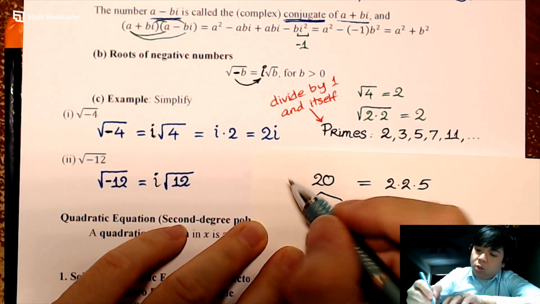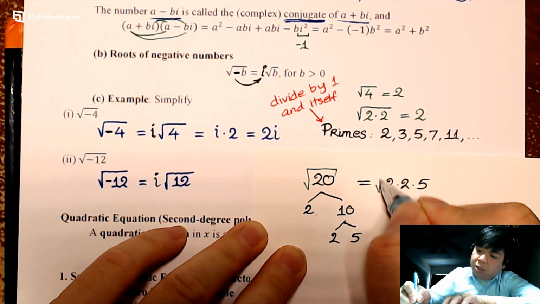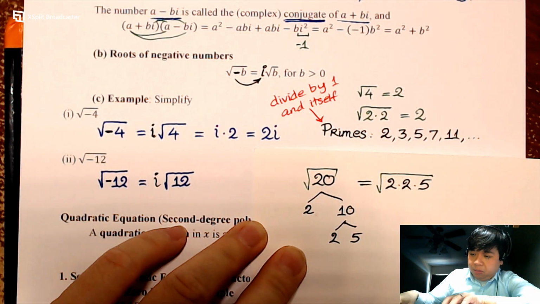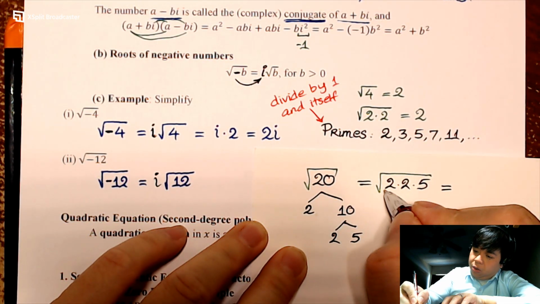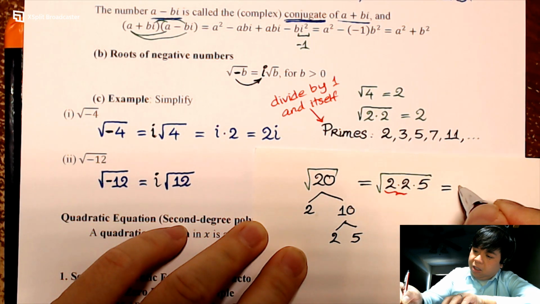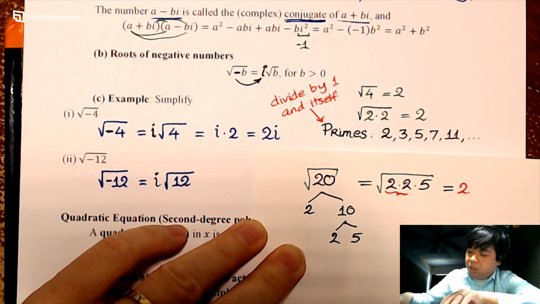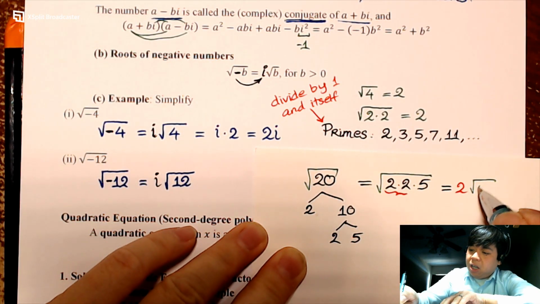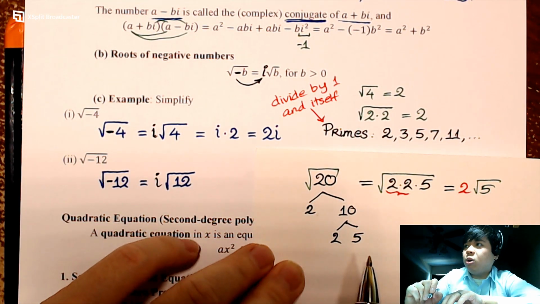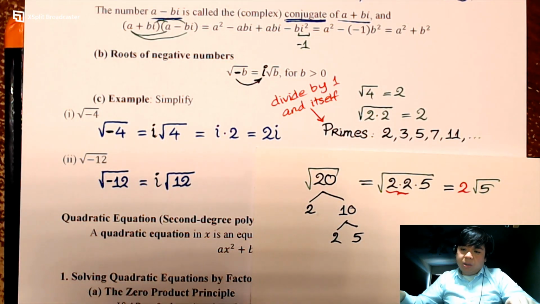Now we have the square root of that. So for every pair, one number comes out. And we are left with 5 inside the square root. So the answer is 2 square root of 5. So that's how we simplify it.